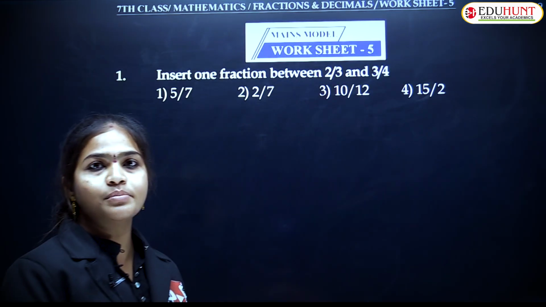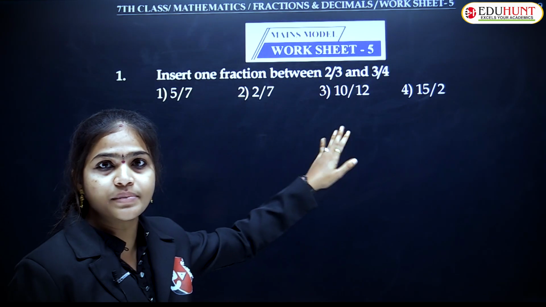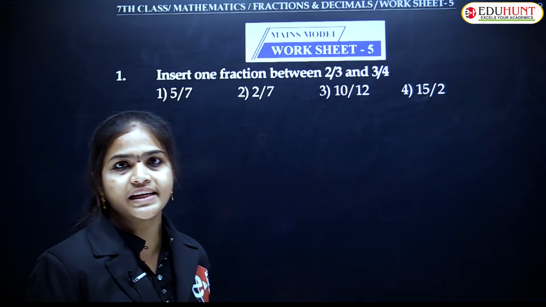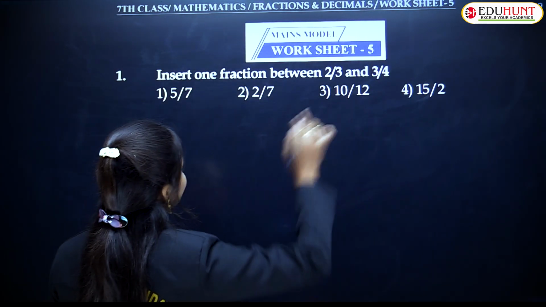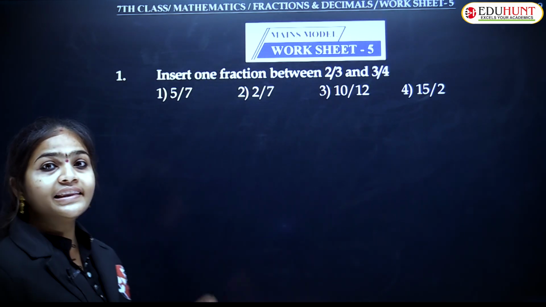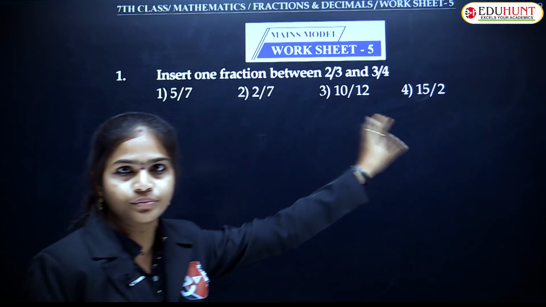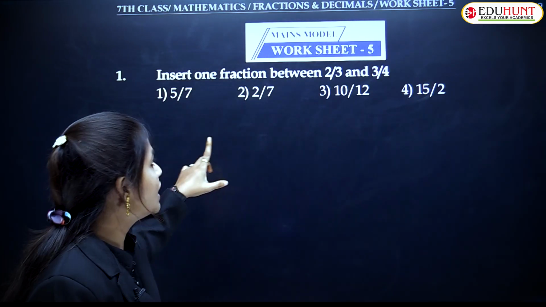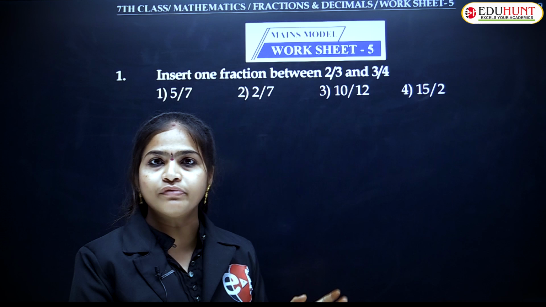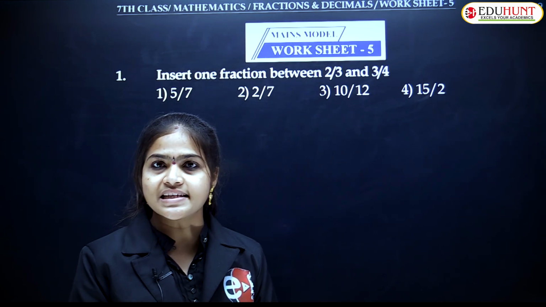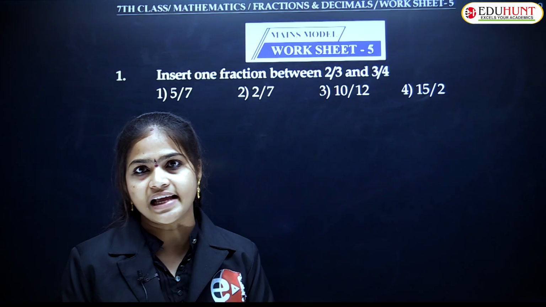Here, as I already said, fractions are given as rational numbers. So as per that, we can simplify using decimals. It is better to take the decimal values of the fractions 2 by 3 and 3 by 4. In this worksheet we have to check all the options, because some of the questions have a single correct answer and some may have multiple correct answers.